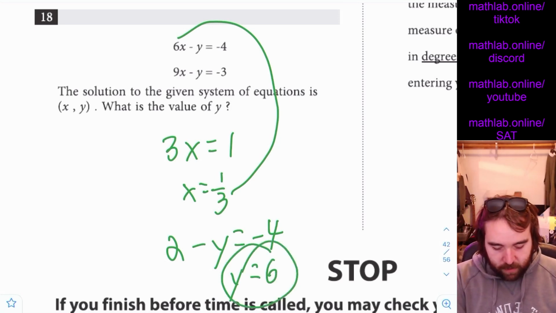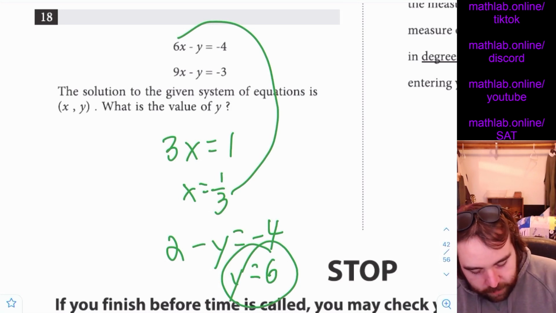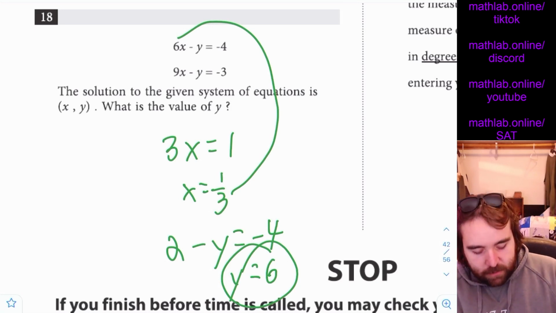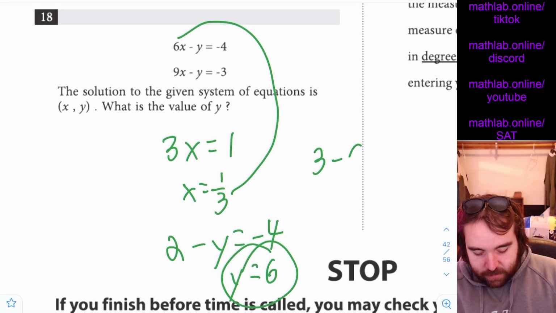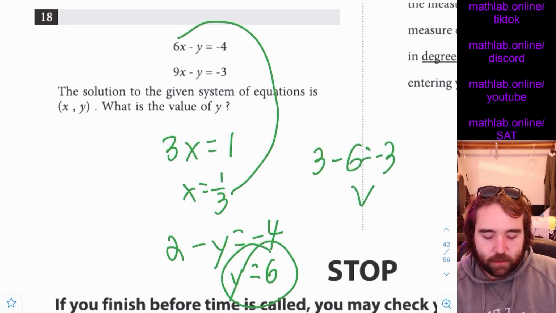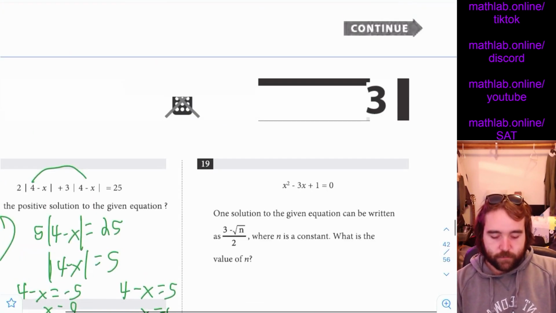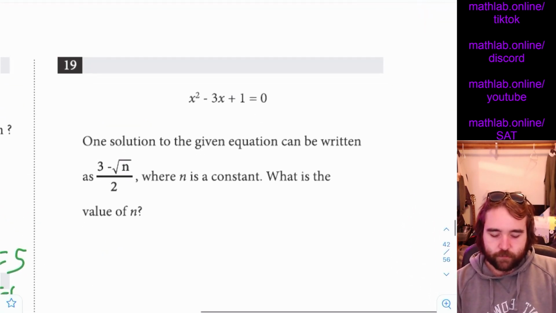And I do believe that should be the answer. Let's plug that into the second equation, make sure it works for that too. So 9 times a third is 3 minus 6 is indeed negative 3. So that works for both equations. So pretty confident that that's right.